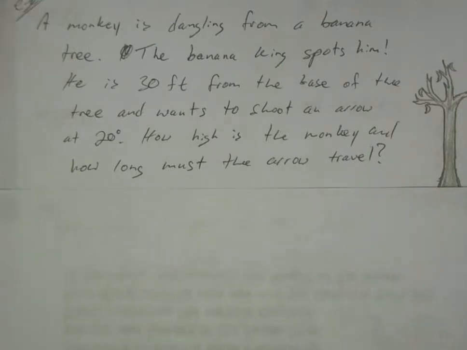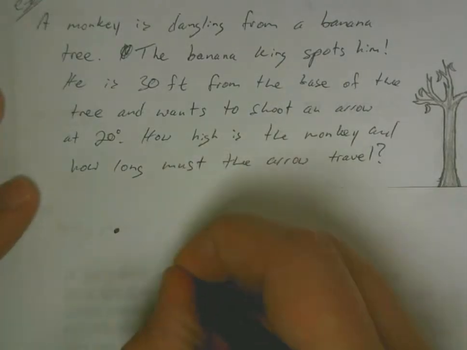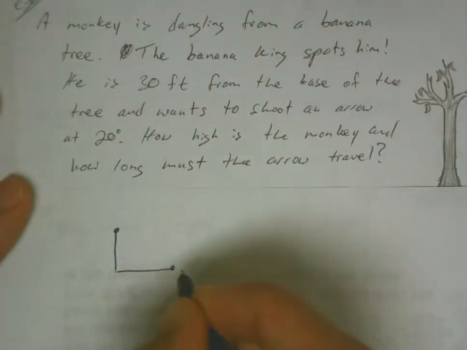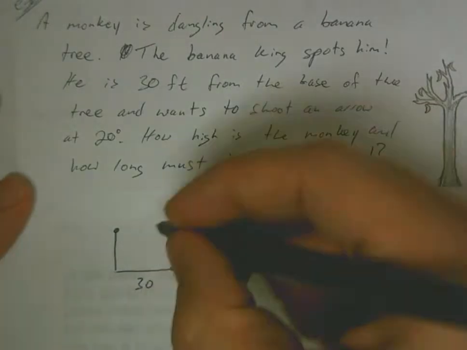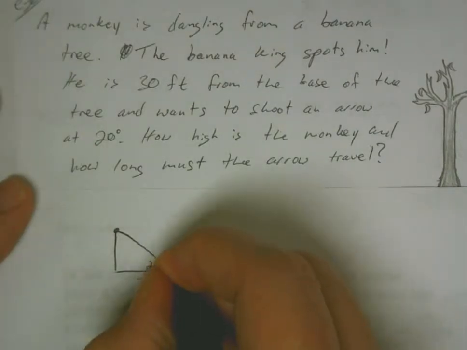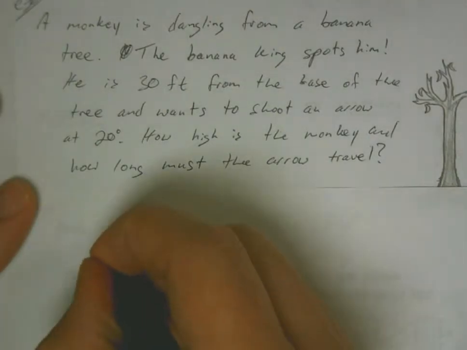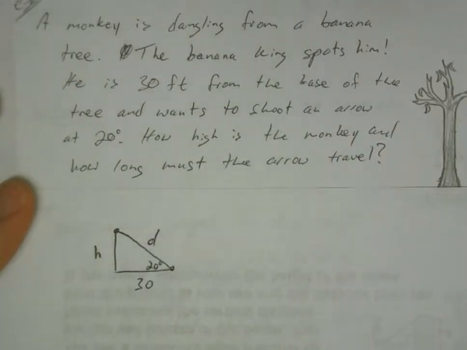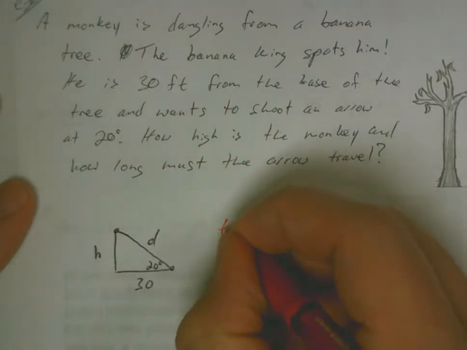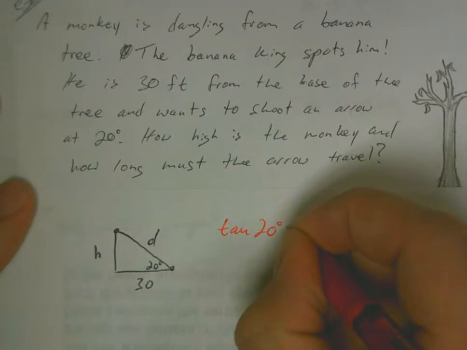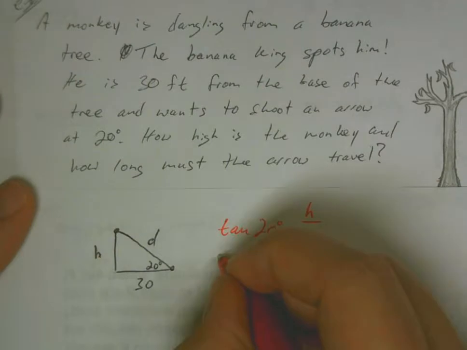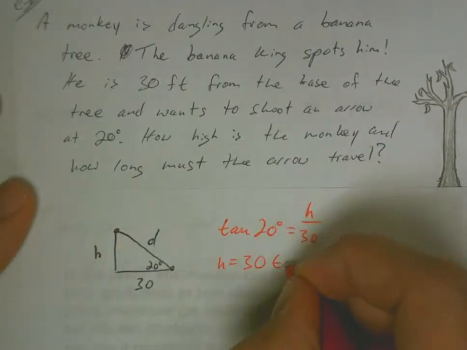Okay, so we've got the monkey dangling up here, and the Banana King down there. I want to know how high he is. It tells me that he is 30 feet from the base of the tree. We have a triangle. He wants to shoot his arrow at 20 degrees. So I need to find the height, and I need to find the distance the arrow travels. To find the height, that's my opposite side. I'm given my adjacent, so I can say tangent of 20 degrees equals opposite over adjacent. And I can just multiply that 30 to the other side and say h is 30 tangent 20.